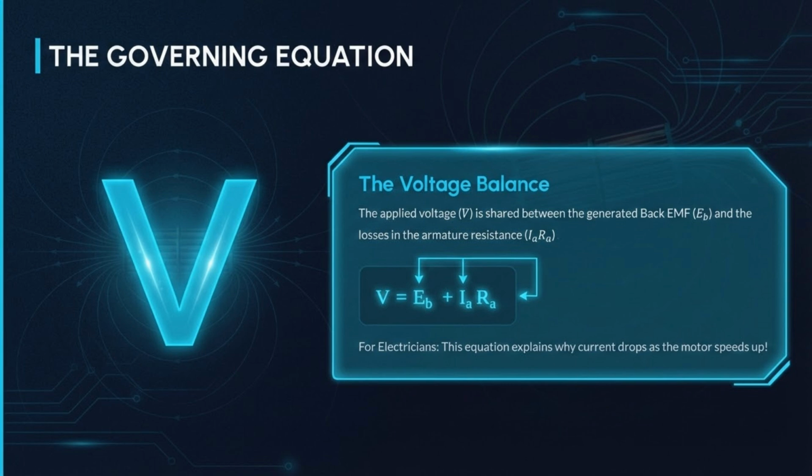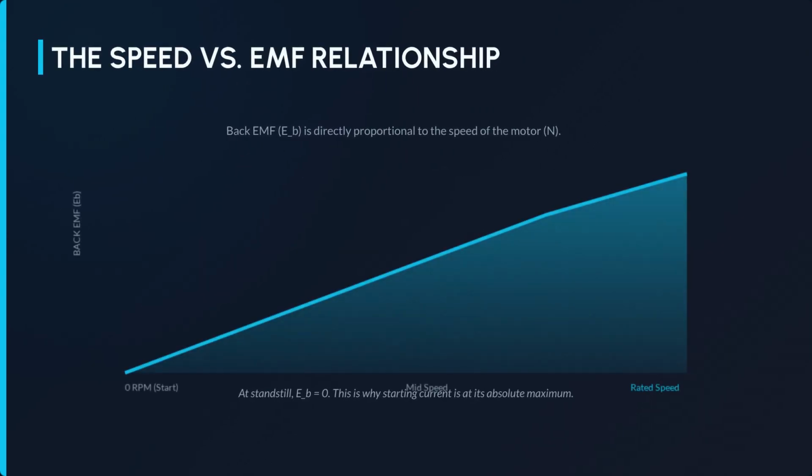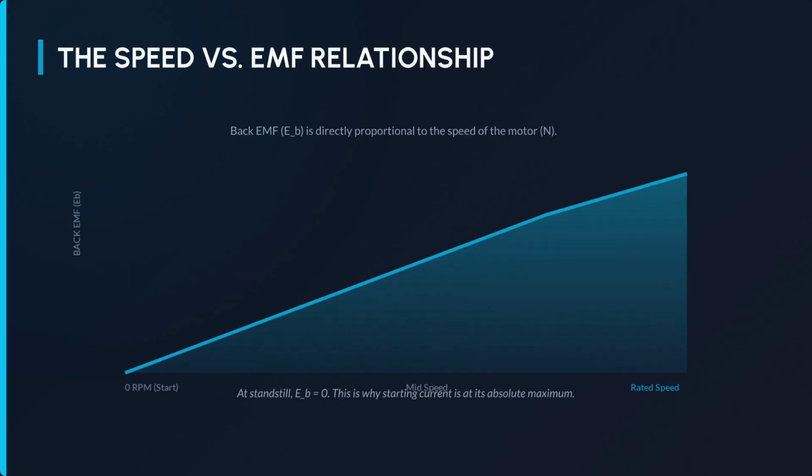The governing equation for the DC motor is the voltage balance. The applied voltage, V, is shared between the generated back EMF, E_B, and the losses in the armature resistance, I_A R_A. This equation explains why current drops as the motor speeds up. Back EMF is directly proportional to motor speed. At a standstill, E_B is 0, which is why the starting current is at its absolute maximum. As speed increases, E_B increases linearly.